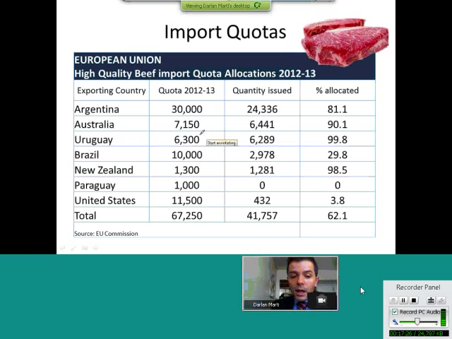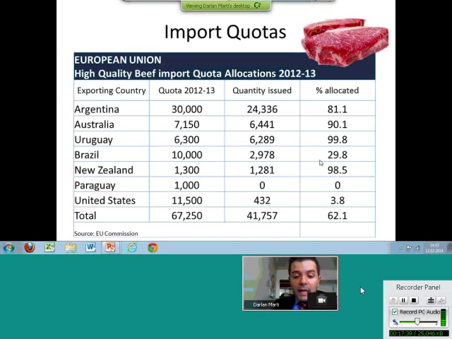And as you can see here, Uruguay has 6,000 tons, and so on and so forth. So see the way the different countries here can export beef to the EU. What you see in the third column is what they are actually utilizing of their quotas. You see that Argentina there, for instance, utilized a little bit more than 81% of the quota that it had, whereas Uruguay almost filled in entirely its quota.